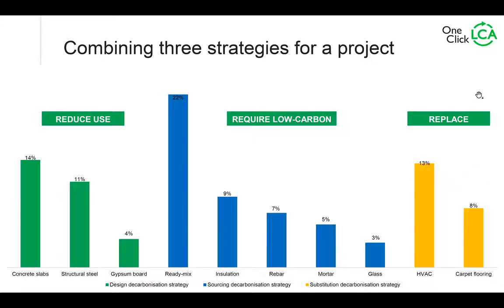So we could replace metal-based ducts in some building types, for example, with textile-based or plastic-based even, depending on the fire code, which have far less environmental impacts. Carpet flooring, likewise, we could substitute that completely with something different. Polished concrete flooring, for example, for some building types. So we can combine a number of strategies for any given project to achieve the best possible overall outcome. So I encourage you to think about the different strategies that you could use with different materials.